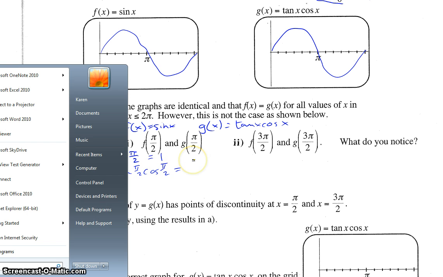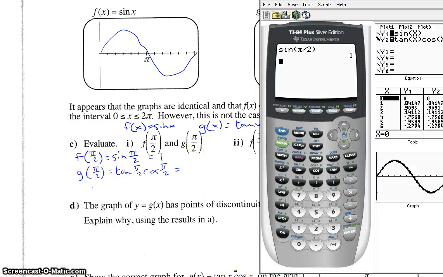G at pi over 2 equals tan pi over 2 cos pi over 2, and let's bring up the calculator again, and we would go tan pi divided by 2, cos pi divided by 2. Let's take a look. Error. If you hit enter, it takes you to the spot where it's having the issue. And apparently, right after it did tan of pi over 2, it had a nervous breakdown.